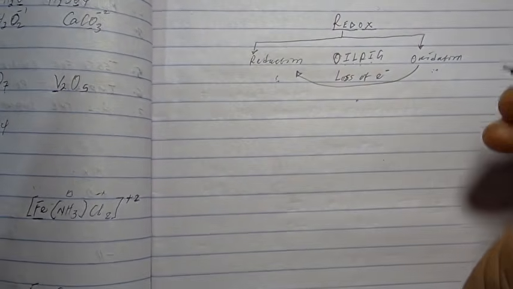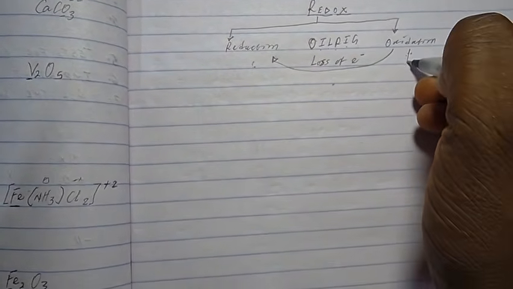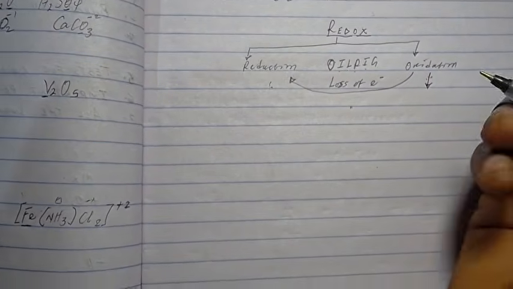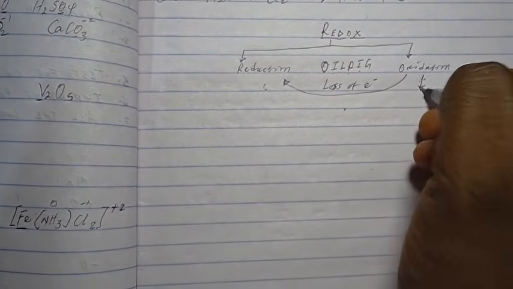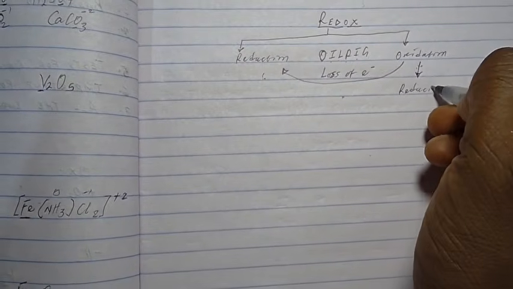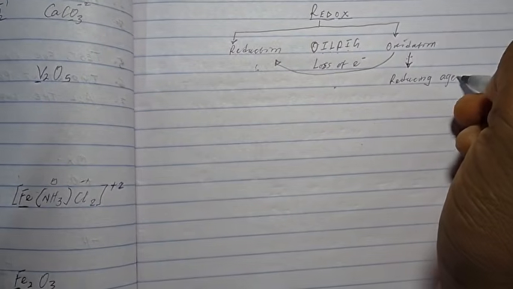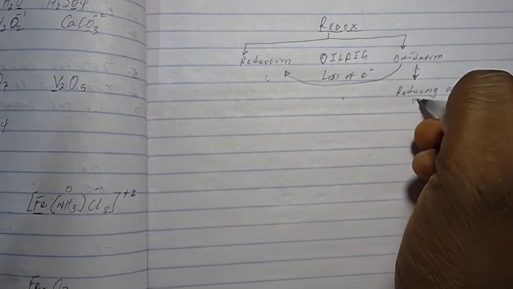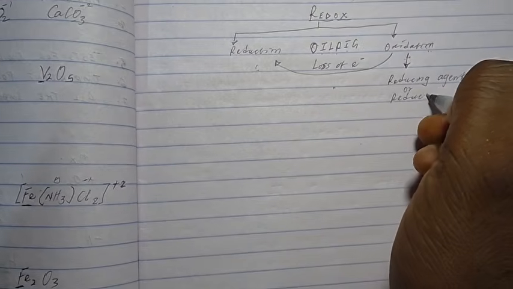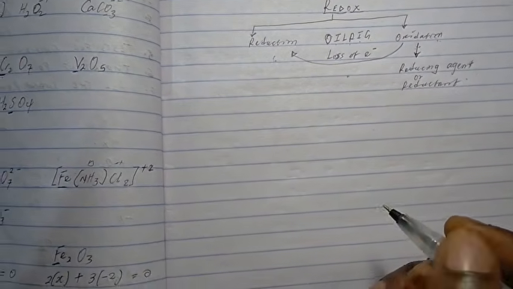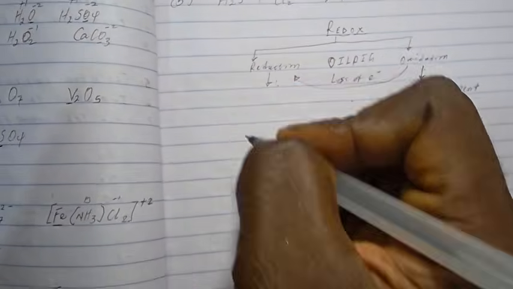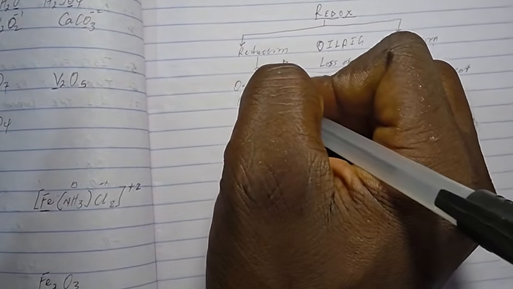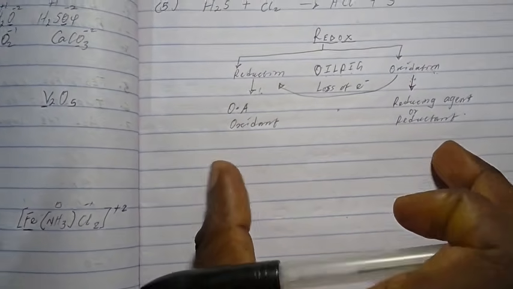Now, what do you need to note here that is very important? Anytime you hear that something is undergoing oxidation, you hear it as a species. If a species is undergoing oxidation, that species is called the reducing agent. That's very important so that you don't make that mistake. The one undergoing oxidation is called reducing agent, or you call it reductant. So it has a reducing power. While the one undergoing reduction is called oxidizing agent, or oxidant. So you need to know these two by heart.